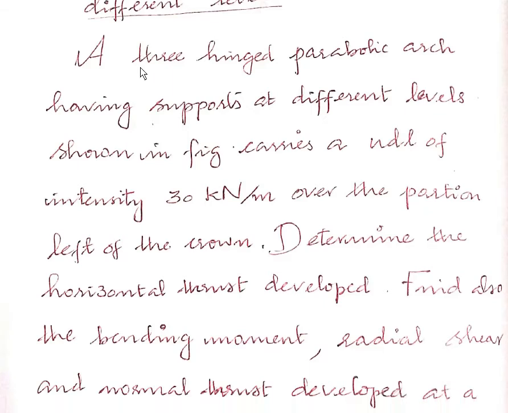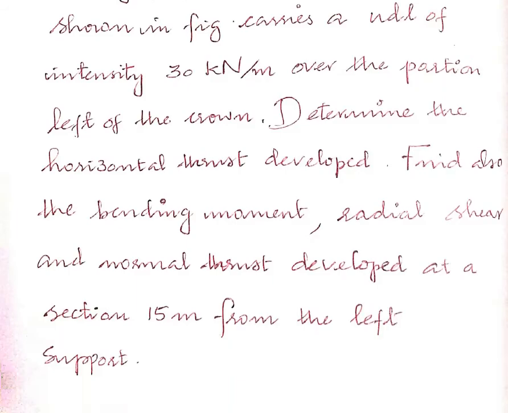A three-hinged parabolic arch having supports at different levels, as shown in figure, carries a UDL of intensity 30 kN per meter over the portion left of the crown. Determine the horizontal thrust developed. Find also the bending moment, radial shear and normal thrust developed at a section 15 meter from the left support.